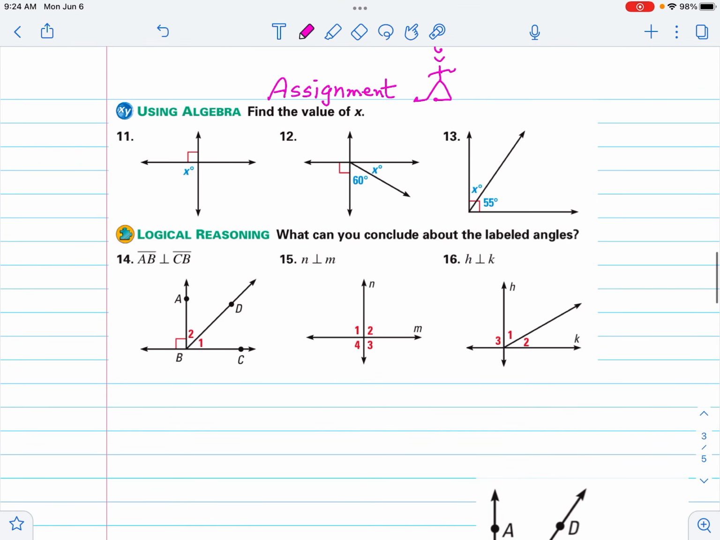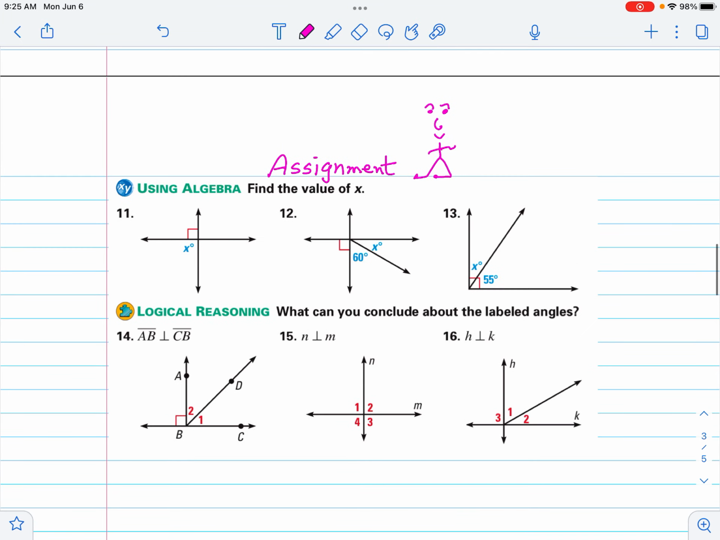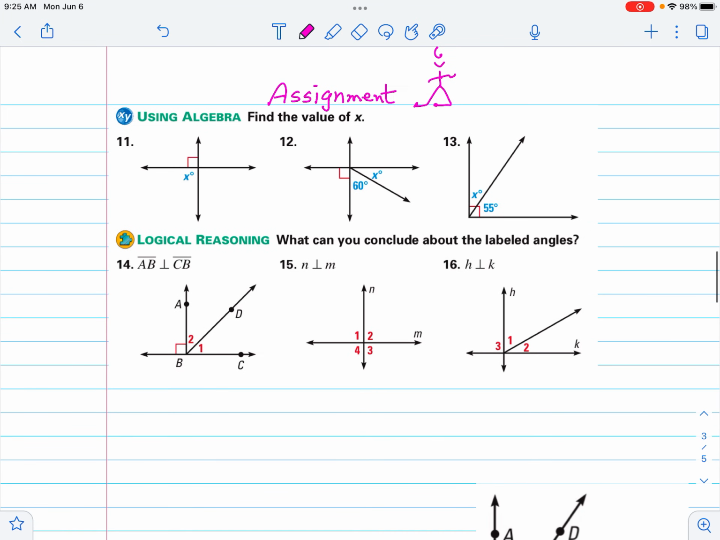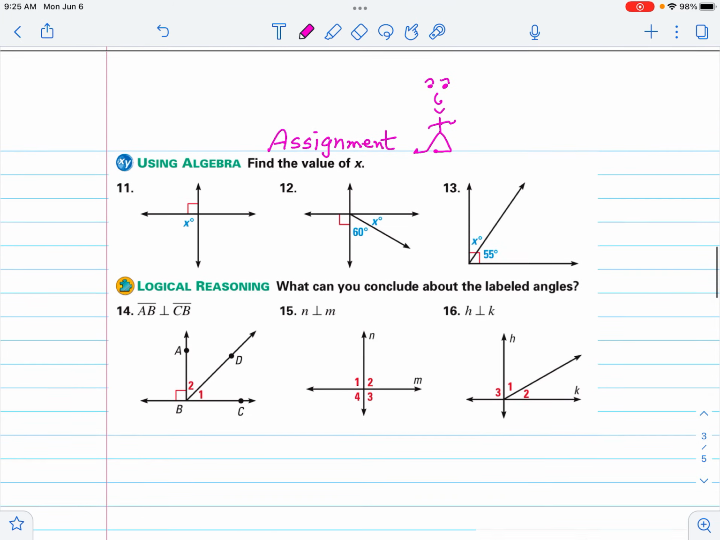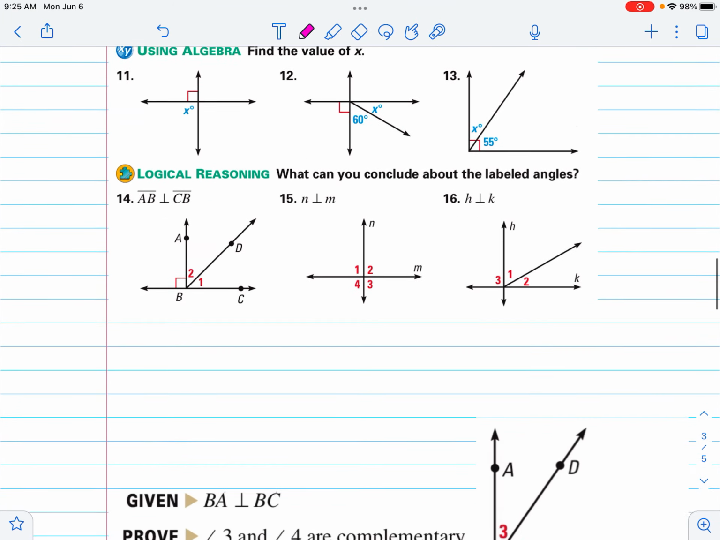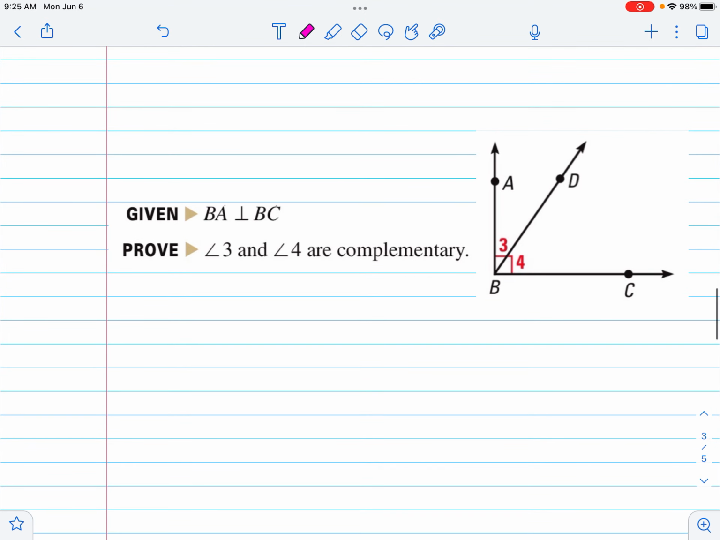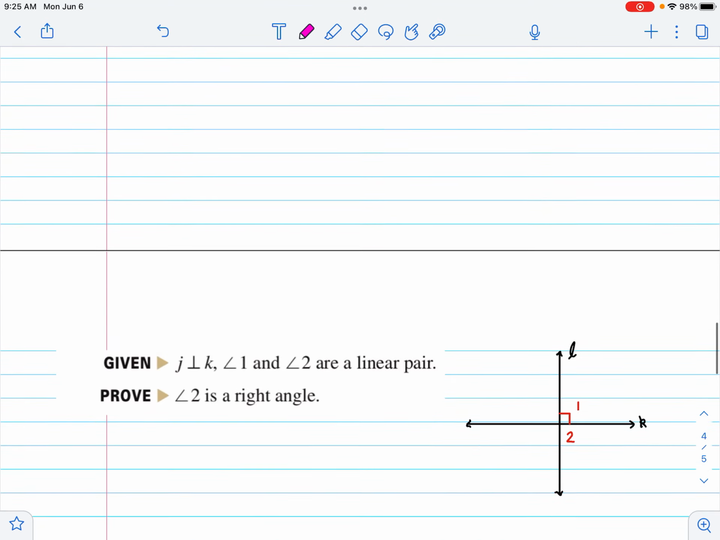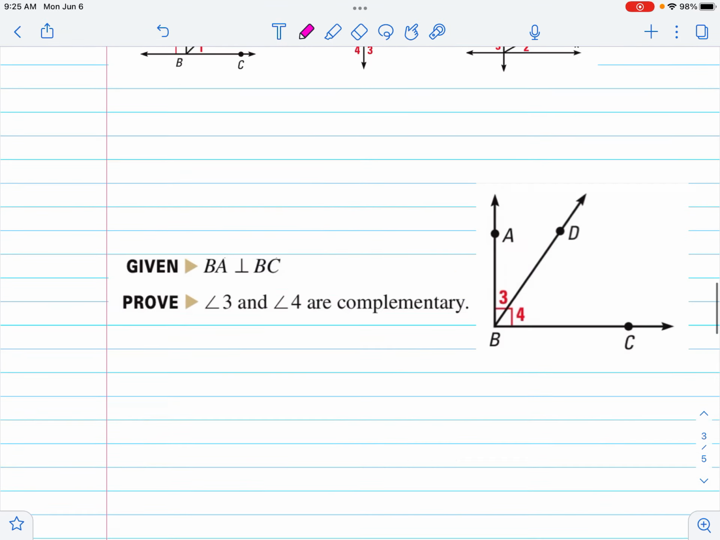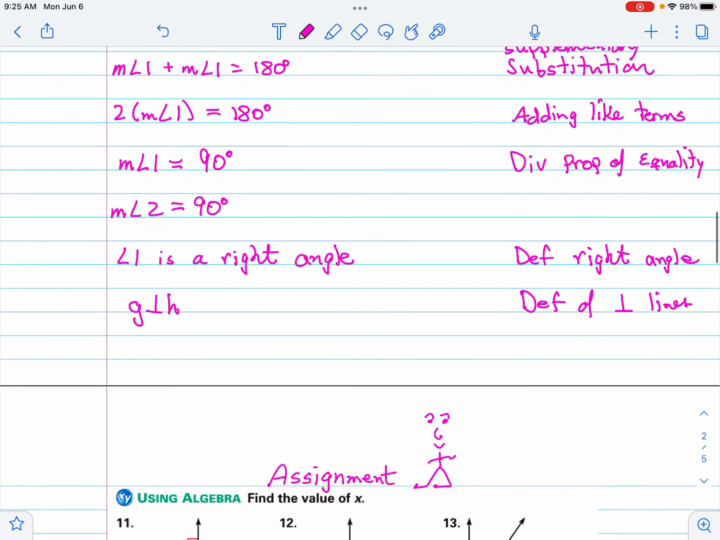Now, I talked a lot there, but down here on your assignment, notice you've just got some straightforward calculations to do involving perpendicular lines. I've got a proof down here for you, and then another proof. Looks like about 3 proofs. So there you go. And be sure to ask questions if you need.